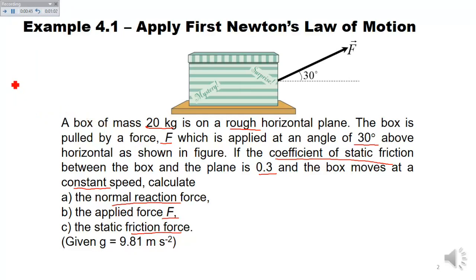Alright, so the information given is the mass of the box, which is 20 kilograms, and mu s, the coefficient of static friction, which is 0.3. The most important keyword in this question is constant speed. This means that the acceleration is 0. To find the normal reaction force, as usual, we have to draw the free body diagram. Before that, let's write down that a equals 0. So this means that summation Fx equals 0 and summation Fy also equals 0.